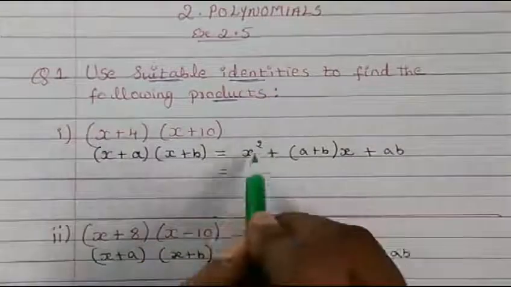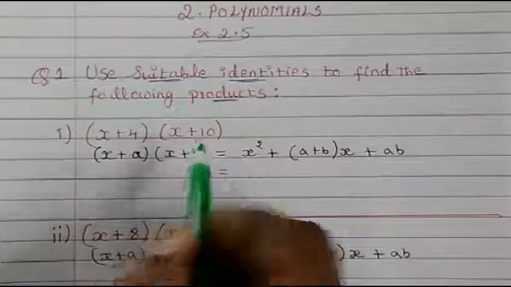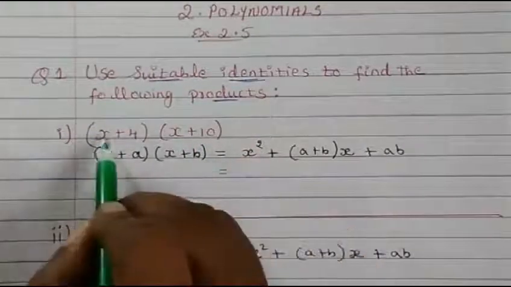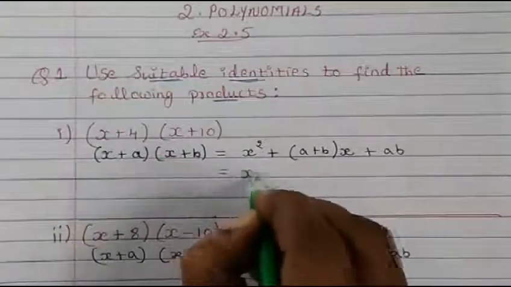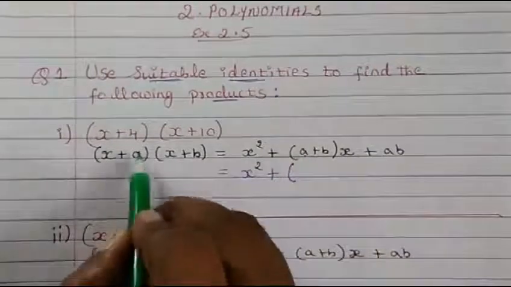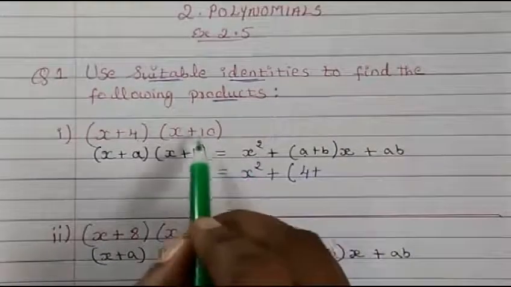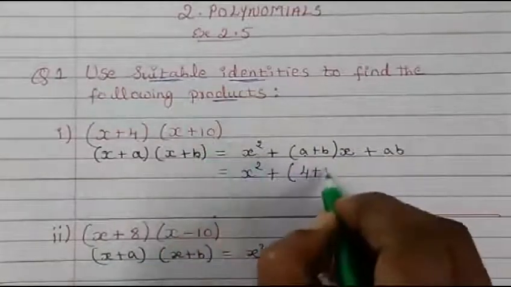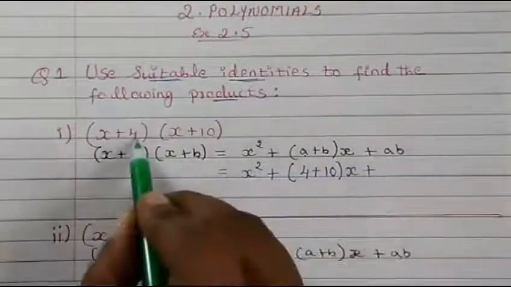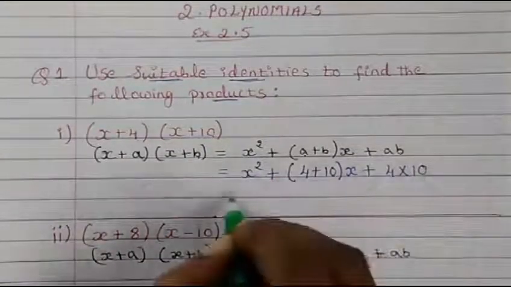Now all that we have to do is put in the values in place of x, a and b. In place of x we have x only here. So x square plus, in place of a we have 4, then plus, in place of b we have 10, then this x we write as it is. Now a is 4 and b is 10.